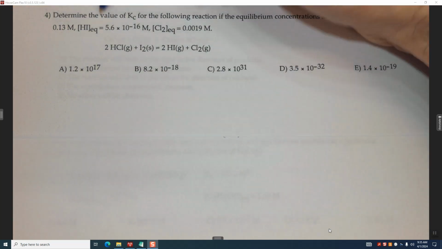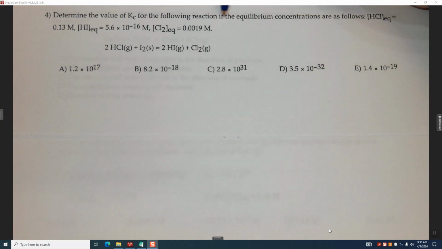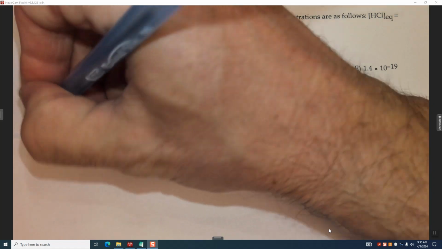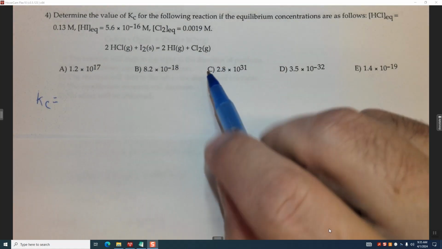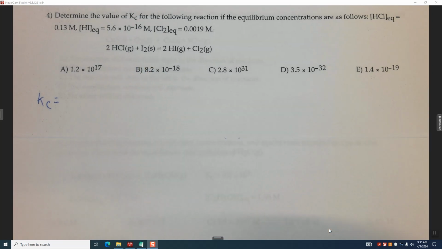Alright, number 4 says, determine the value of Kc for the following reaction if the equilibrium concentrations of HCl is 0.13, HI is 5.6 times 10 to the minus 19, and Cl2 is 0.0019. So let's take a look at this. The first thing we do is write the Kc expression. Remember that in the Kc expression, we're only putting things that are gases or aqueous, so in this case we're going to leave out iodine.